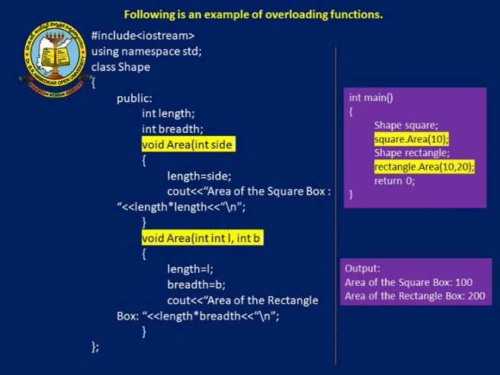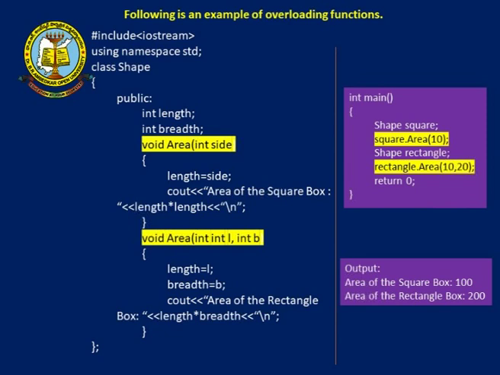That means this function is overloaded. So whenever we define multiple functions with the same name but with a different number of arguments and different types of arguments, this is said to be function overloading. It is also called method overloading. In the first case it accepts only one argument and finds the area of the square, and in the second case it accepts two arguments, length and breadth, and using those arguments it calculates the area of the rectangle.